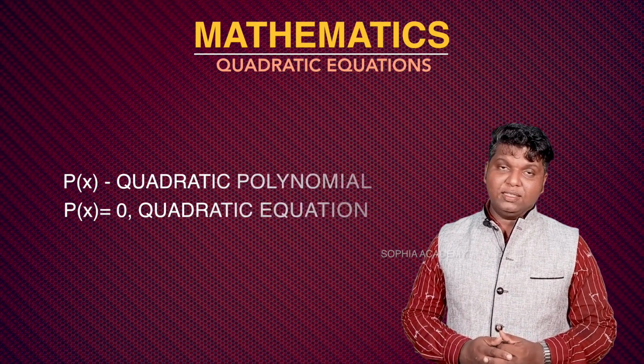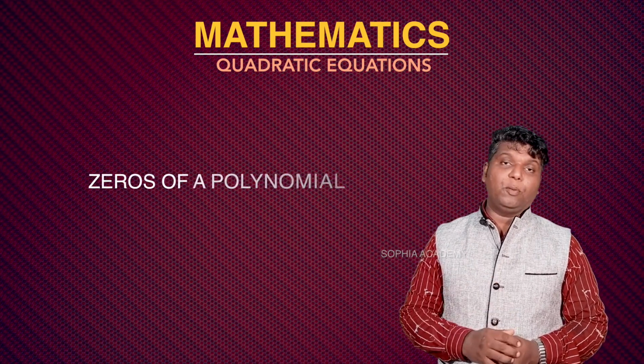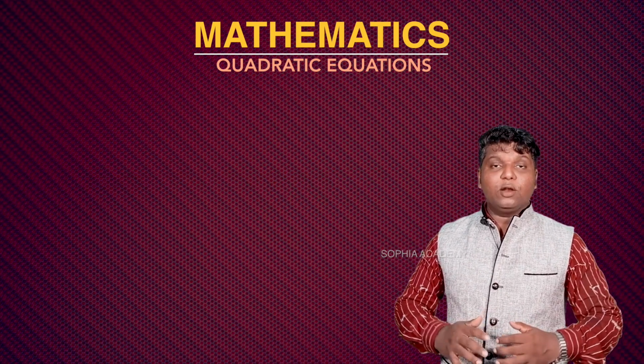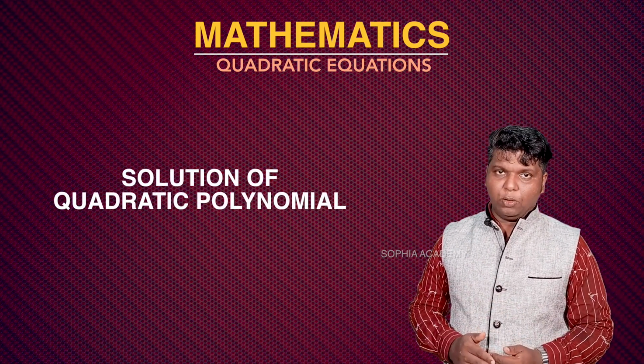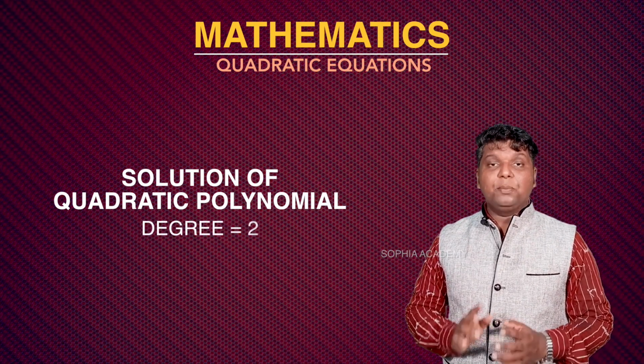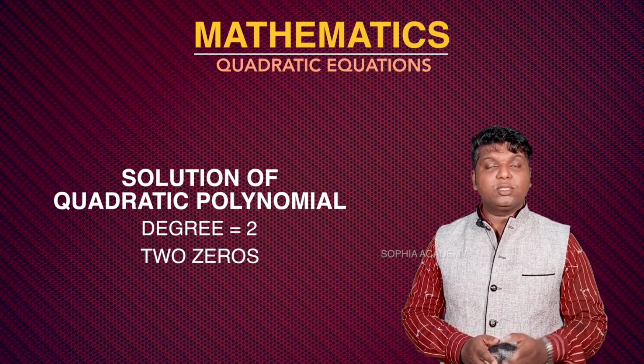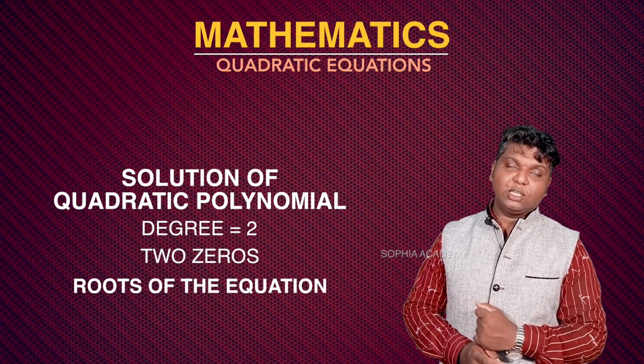Now, regarding this quadratic equation and a quadratic polynomial, let me tell you some typical terms which we are going to deal with in this class. So in polynomials, I told you about zeros of a polynomial, right? Here we are going to find the solution of the quadratic equation, and you already know that as the degree is 2, there will be 2 zeros, and here we are going to use the word root of an equation instead of zeros.